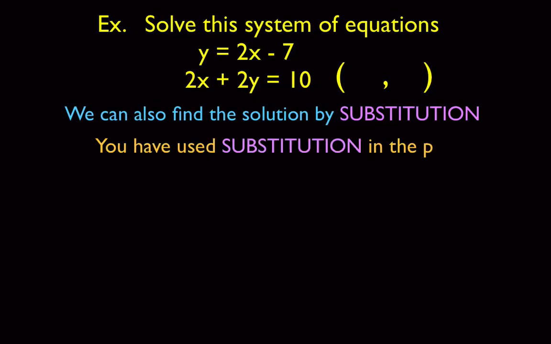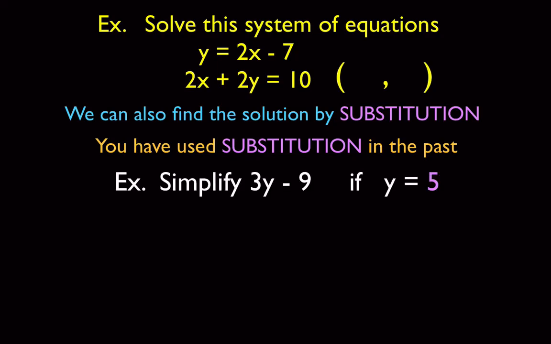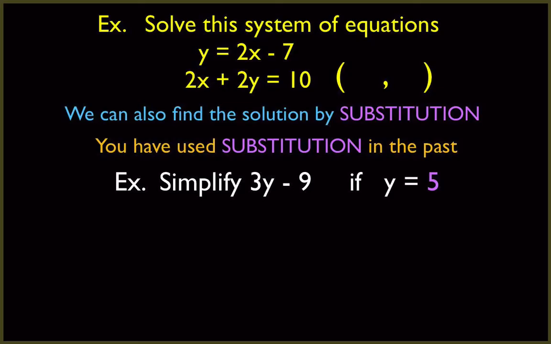So what we want to do when we see that is use substitution. Well, let's look at what substitution is. We've used it in the past. Here's an example. Simplify 3y minus 9 if y equals 5. You didn't know this was substitution, but this process really is substitution, because we're taking that letter, that y right here, and saying, you know what? That is supposed to be the same as 5. So instead of a y, I want to use a 5 in there. I want to know what 3 times 5 minus 9 is. You probably would do this problem in your head. 3 times 5 is 15. 15 minus 9 is 6.